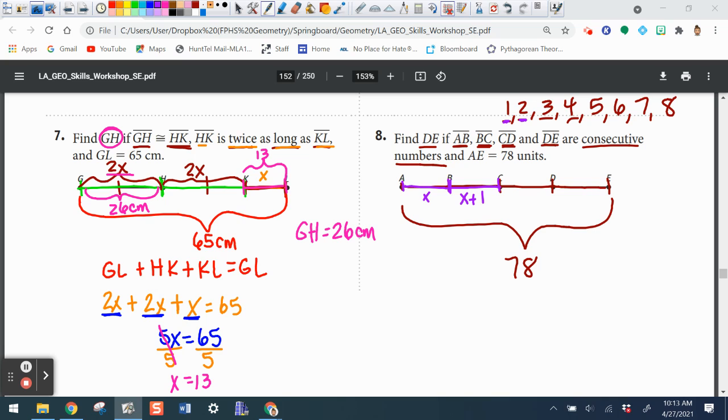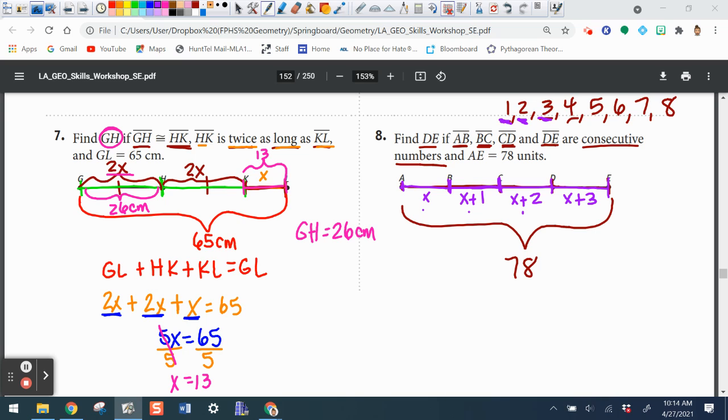And again, 1 and 2 are consecutive numbers. But here's the trick. Once we've already established that AB is x, we then have to say that CD is not just x plus 1 again, because that would represent the same distance as B to C. It would actually have to be x plus 2. Again, think of it this way. If x were 1, 1 plus 1 is 2, but 1 plus 2 is 3. So we would still have these consecutive numbers. And likewise, the last one, from D to E, if we did x plus 1 and x plus 2, DE would have to be x plus 3.